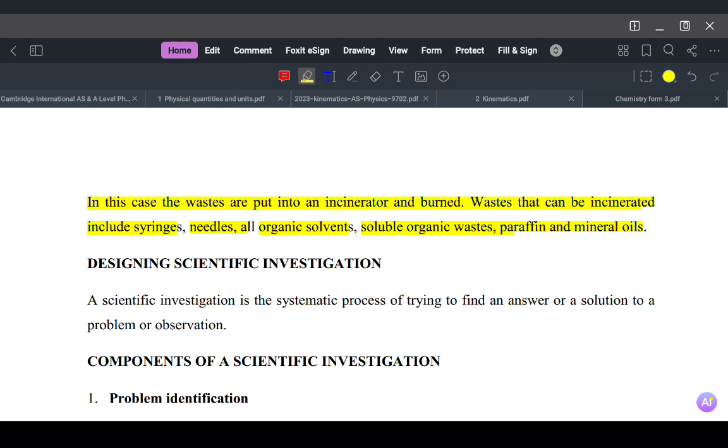All right, so far so good. We've looked at the meaning of a waste. What is a waste? We've looked at some examples of chemical wastes, as well as different safe ways of disposing waste. So make sure you know the different techniques of disposing waste and the examples of waste that can be disposed that way.